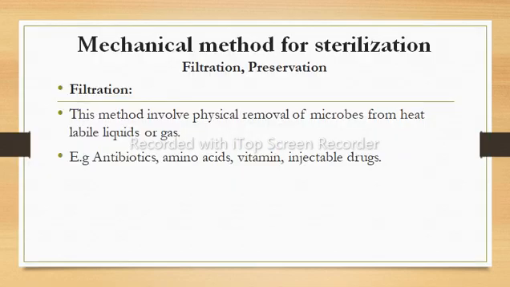Next we have mechanical method of sterilization, which includes filtration and preservation. Filtration involves the physical removal of all microbial cells from liquid and gas which are denatured by heat. Filtration is used for antibiotics, amino acids, vitamins, or injectable drugs most commonly.